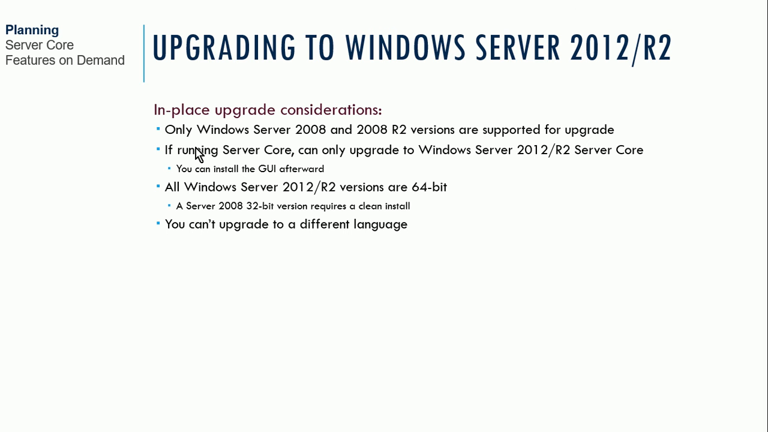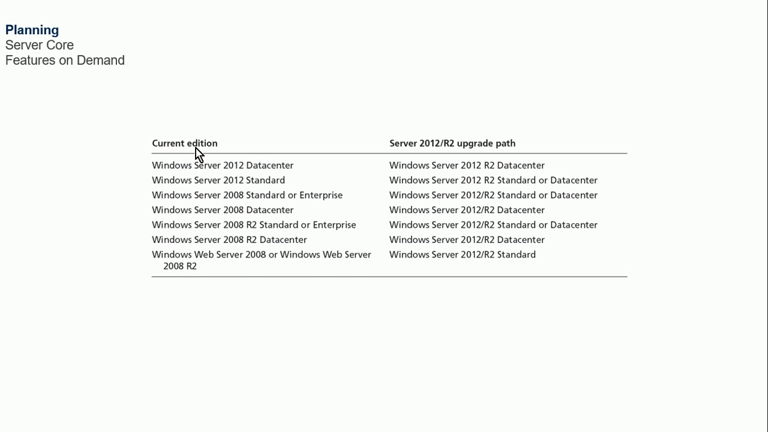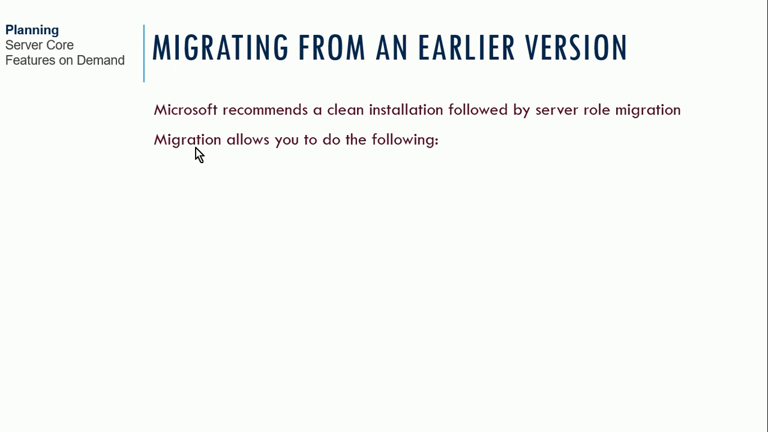You can't upgrade to a different language. So if you have a system installed in one language and you want to go to English, for example, you won't be able to do that. You have to keep it in the same language. These are the upgrade paths based on editions. As you probably know, 2008 had different editions than 2012. They changed and simplified the different editions for Windows Server. This shows you the mapping between the two, and this is from your textbook. Obviously, you can see this information with Microsoft as well when you're planning your upgrade.